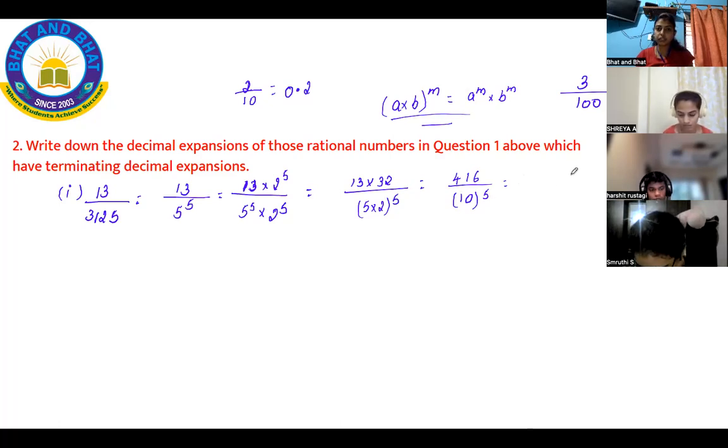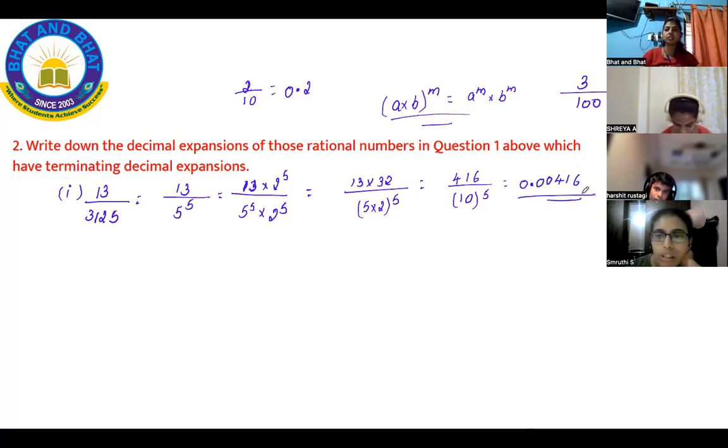Same technique we will use here. So 416. How many digits did we have? 3 digits we have: 1, 2, 3. We want 5 digits: 3, 4, 5. Then put the decimal point and 0. So this is your answer. Got it?